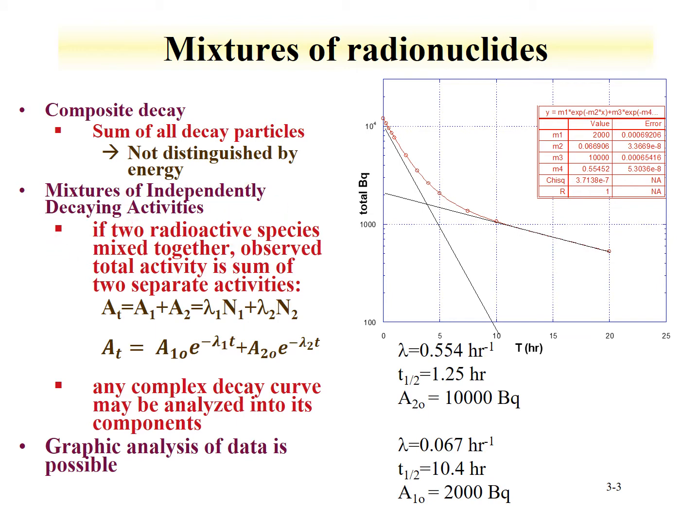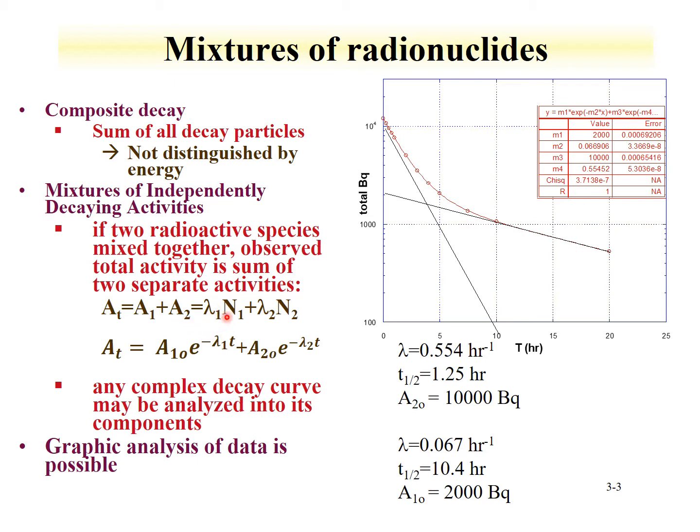So the two isotopes are acting independently. The two radioactive species are mixed together. We can count the total activity as a function of time. Here's an example of what a curve might look like, and you can see that it's composed of two isotopes. So we can say that activity at any given time t is just equal to the activity of isotope 1 and the activity of isotope 2.